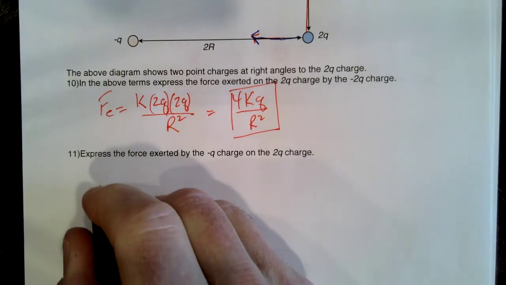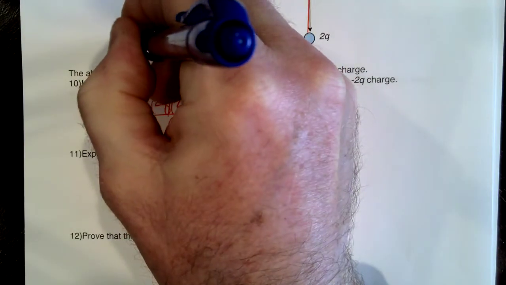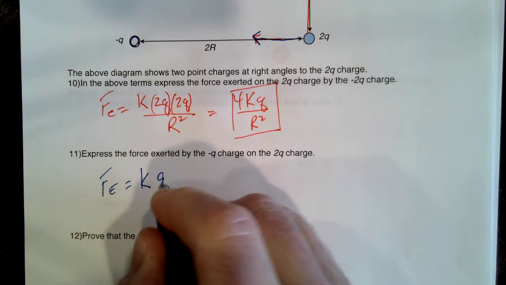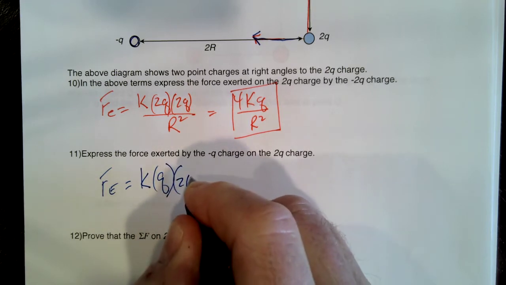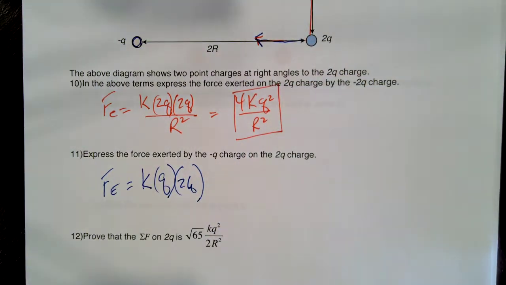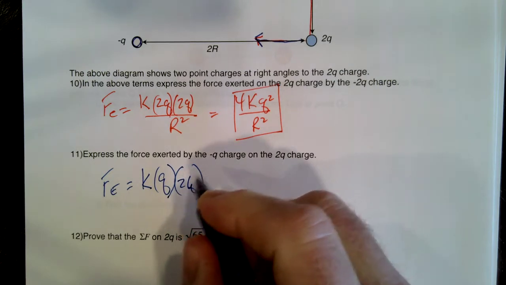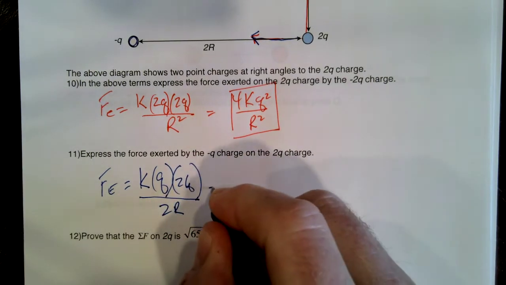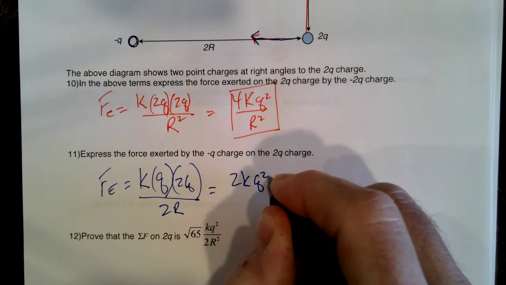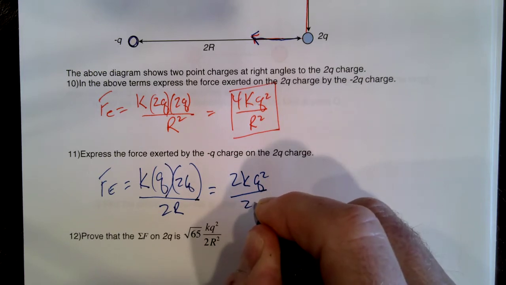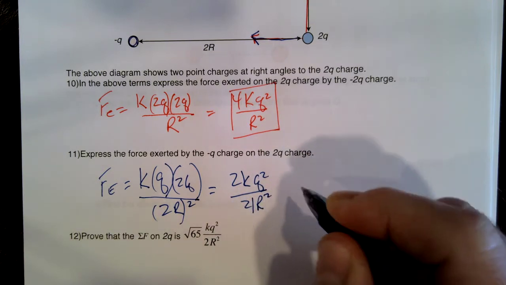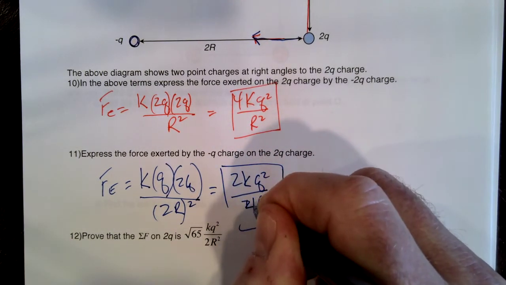So now we're going to do the same thing. Fe of the blue guy, we'll call this guy the blue guy, equals K Q times 2Q. Ooh, that should have been a squared. Right? Q times Q is Q squared, all over 2R squared. So that's going to be, pull that out, you'll get 2K Q squared over, why do I keep leaving this out? Squared. That would be 4R squared.